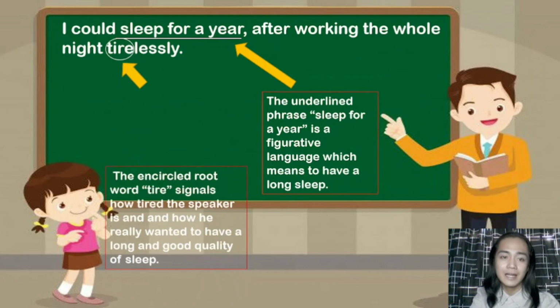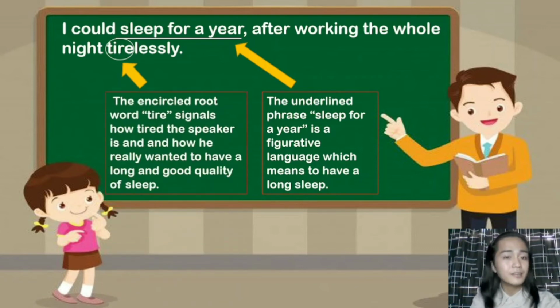Next, tire. So, yung tire naman, ito yung root word natin. The encircled root word tire signals how tired the speaker is and how he really wanted to have a long and good quality of sleep.